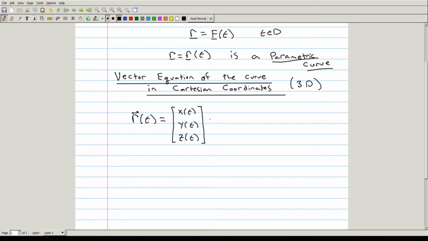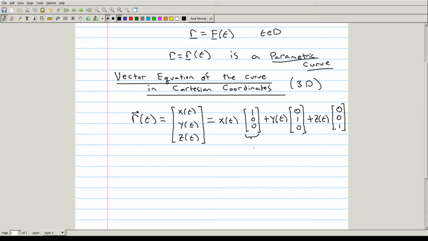This is one really nice way of writing this down, but a different way would be, if you remember basic vector addition and subtraction, this is the same thing as saying x of t multiplied by the vector 1, 0, 0, plus y of t multiplied by the vector 0, 1, 0, plus z of t multiplied by the vector 0, 0, 1, which are just the unit vectors pointing in the individual Cartesian coordinate directions.